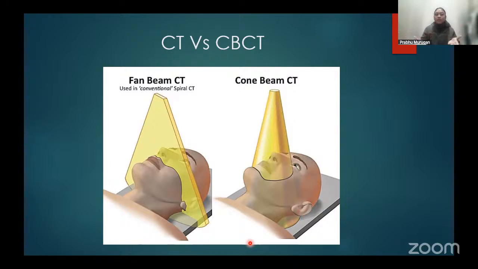So you can see the difference, right? Instead of going multiple times around the patient to give you the cut slices, with this cone beam only one single rotation is going to give you the entire slices. That is why CBCT is considered slightly superior when it comes to dental x-rays alone. When it comes to dental x-rays alone, CBCT is preferred over CT. But what about the pros and cons?